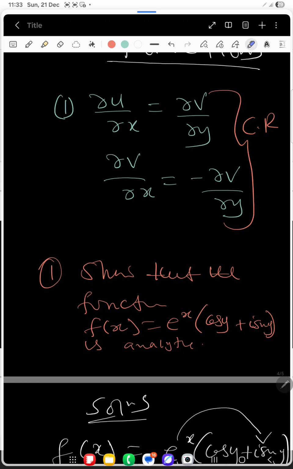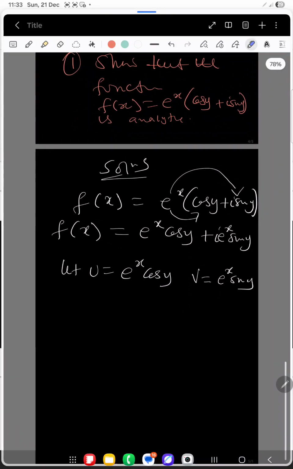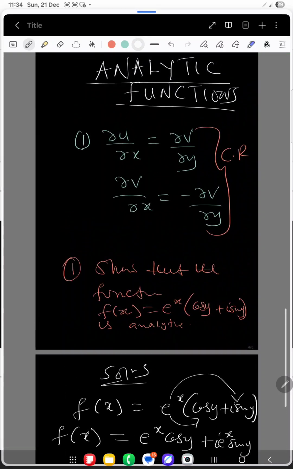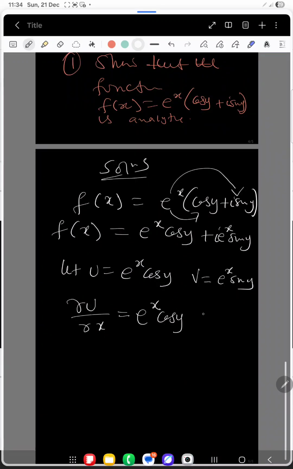Now, we differentiate x in the u. What is our u? Our u is here. So we say ∂u/∂x, differentiating with respect to x. It will remain e^x, because differentiating e^x, it remains e^x, and the cos y remains constant. Then from there, in the v we can differentiate y. Where is the v? V is here. So in the v we are differentiating y.